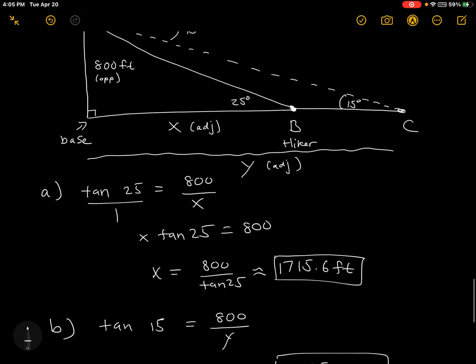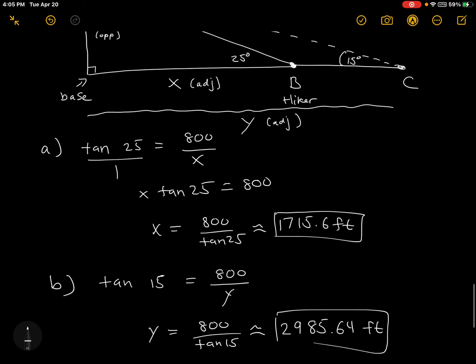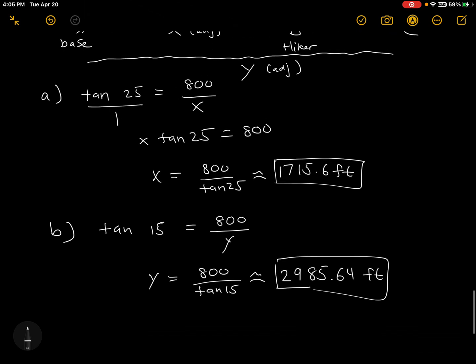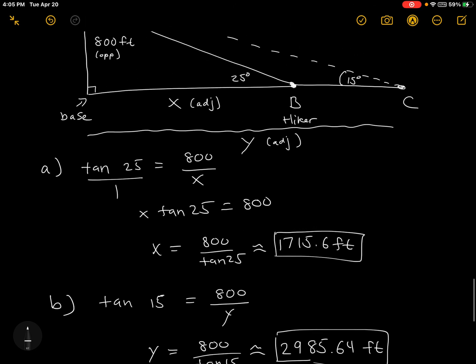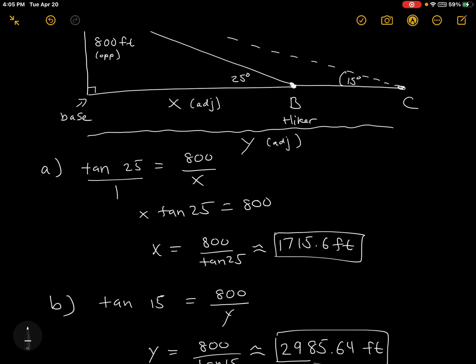asks how far apart are the two hikers, right? Well, if you know the distance from C to, maybe we'll call it E right here, is 2,985 feet, and the distance from B to E is 1715.6. BC, right? The distance from B to C is just Y minus X. Okay, so Y minus X will give you the distance between the two hikers, 2985.64 minus 1715.6.